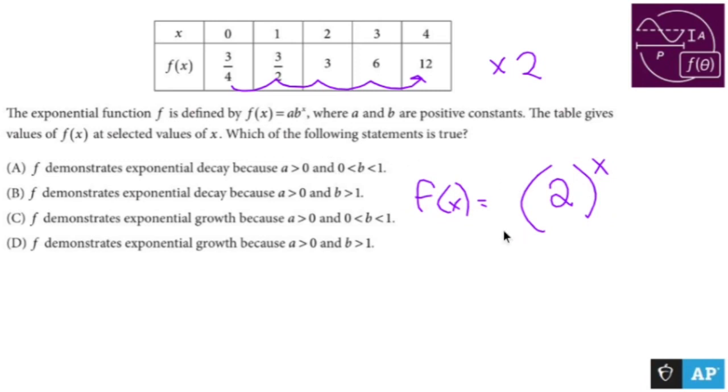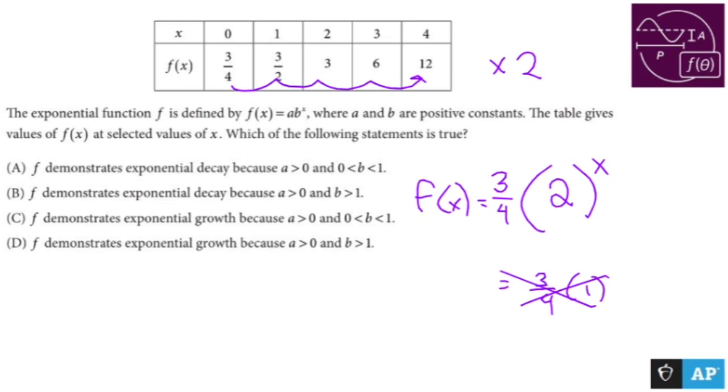Now, the way I find out what this initial value is, if I were to substitute 0 in for x, this whole thing would become 1. So common sense tells me that if I plug in 0, whatever a is times 1 gives me my answer. I got 3/4. So if I plug in 0 for x, 3/4 is going to be my answer. Again, if you're not sure what I did, the way I find my b is what I multiply by to get from one number to the next. The way I find my a is what my f of x value is when x is 0.